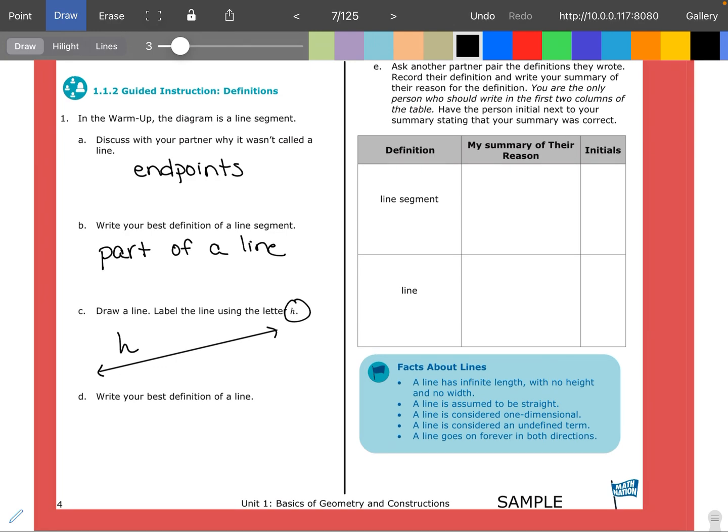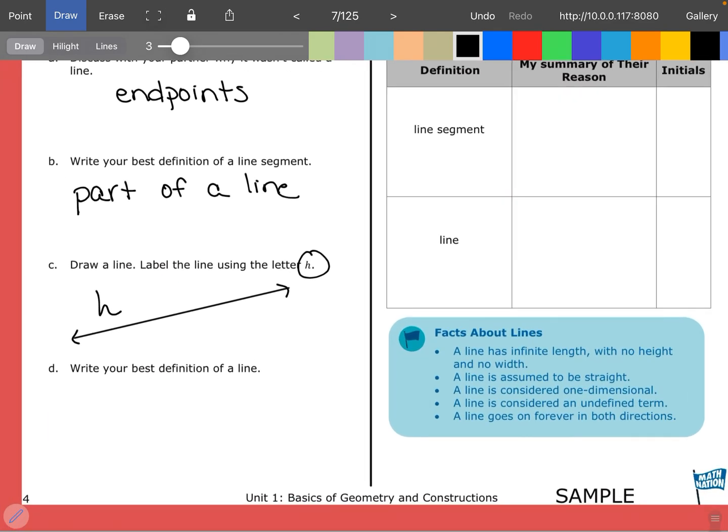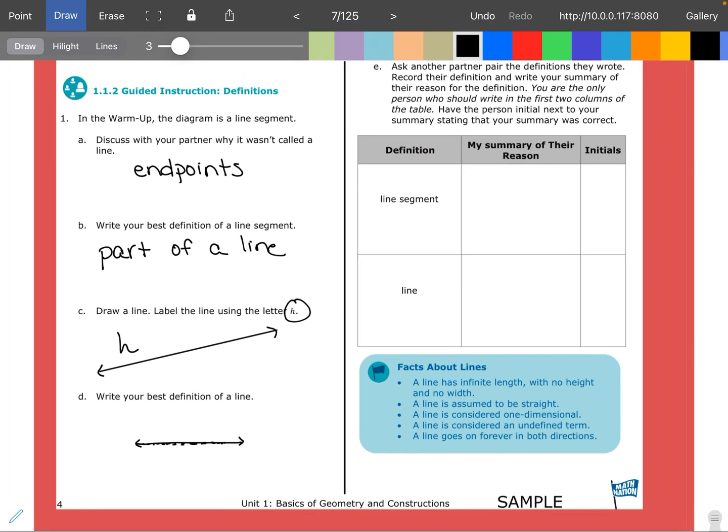Then we sat with our partners and we talked about how you would define a line. We realized that was pretty hard to do. Basically, you would have a lot of points that would connect together in both directions, and it's hard to define a line without using the word line to begin with. So I know that's a little bit difficult. We kind of skipped this part because we talked about a line in length in class, again, something that goes on in either direction.